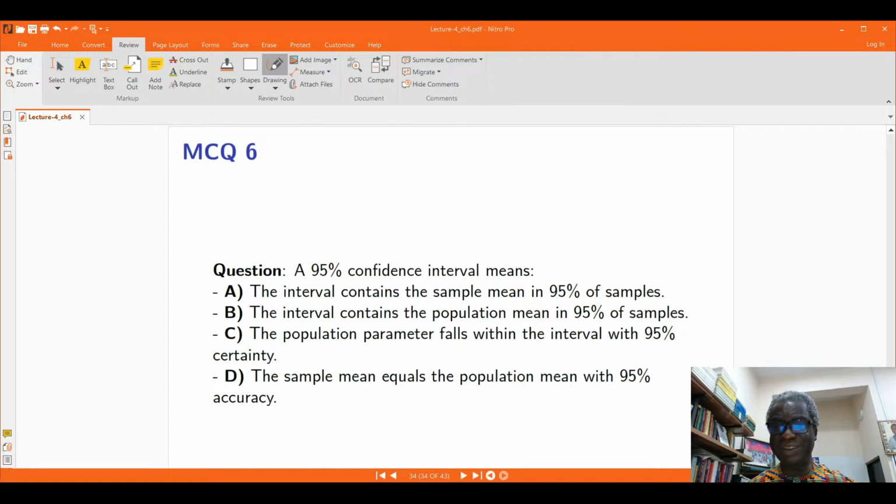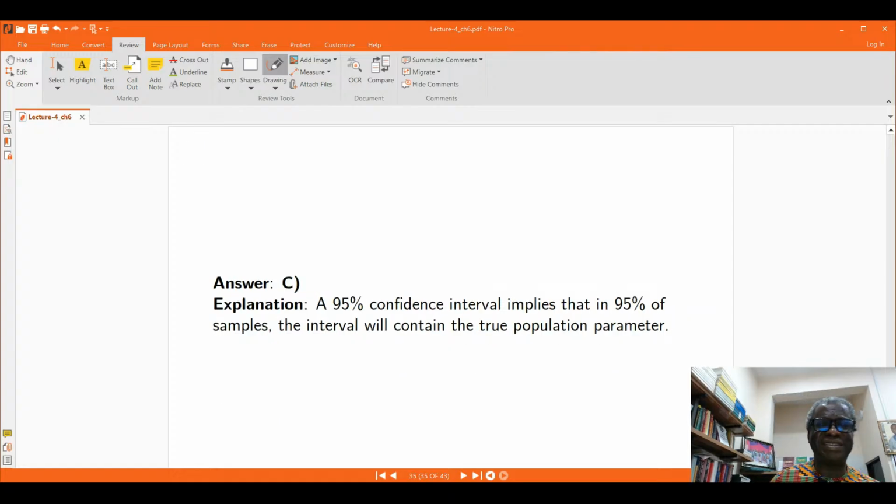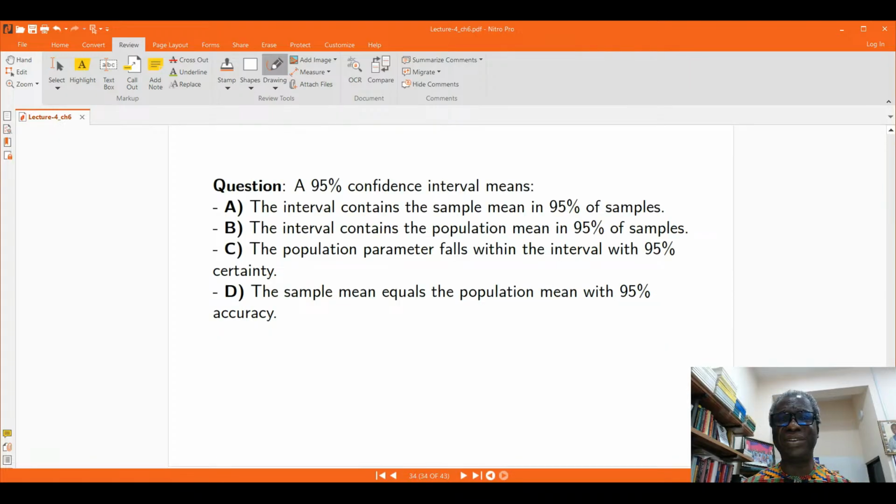Let's go to the answer. The correct answer is C, actually. A 95% confidence interval implies that in 95% of the samples, the interval will contain the true population parameter. The population parameter falls within the interval with 95% certainty. C is the correct answer.